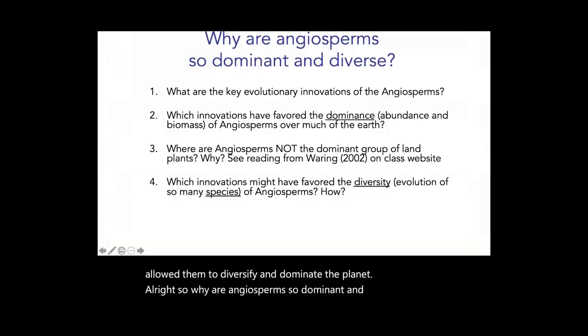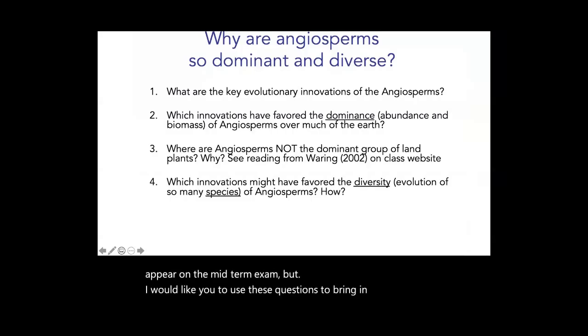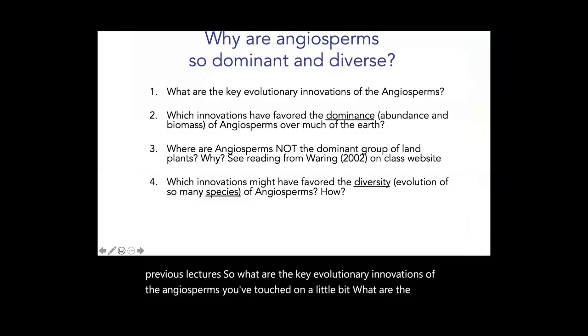So as we move forward here, I'm going to be asking you some questions. And these questions are going to likely appear on the midterm exam. But I would like you to use these questions to bring in what you know from the previous lectures. So what are the key evolutionary innovations of the angiosperms? We've touched on a little bit. What are the innovations that favor their dominance and the abundance and biomass of the angiosperms over much of the planet? So where are the angiosperms not the dominant group of land plants, and why?